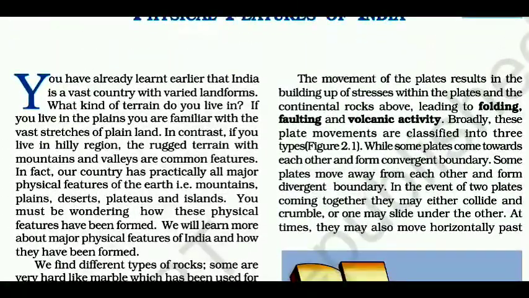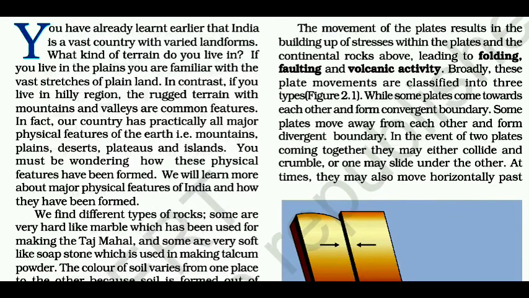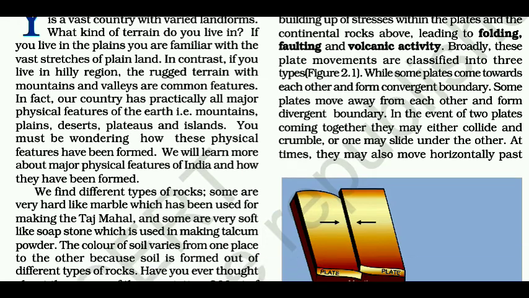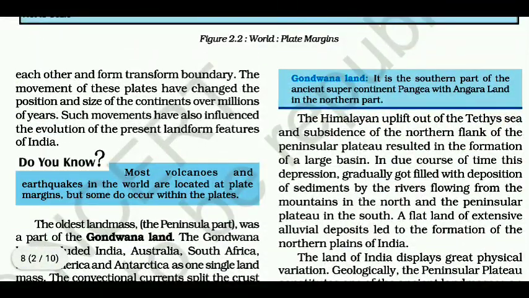The movement of the plates results in the building up of stresses within the plates and the continental rocks above, leading to folding, faulting, and volcanic activity. Broadly, these plate movements are classified into 3 types. While some plates come towards each other and form convergent boundary, some plates move away from each other and form divergent boundaries. In the event of 2 plates coming together, they may either collide and crumble, or one may slide under the other. At times, they may also move horizontally past each other and form transform boundary.